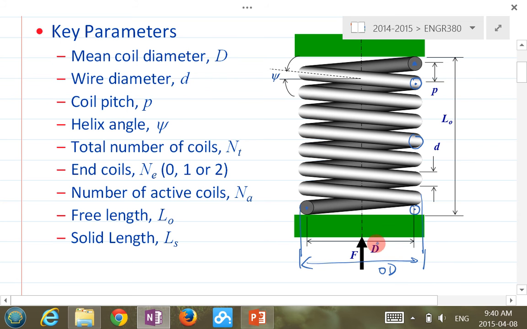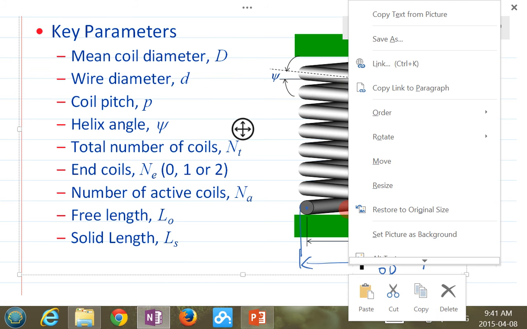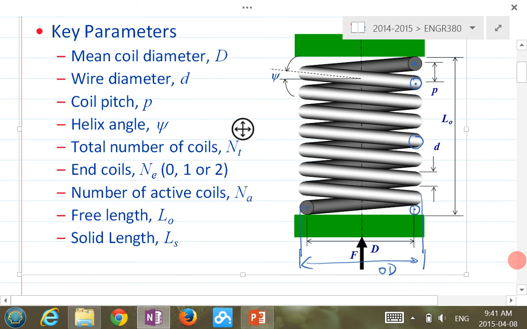Helix angle, that's not very important actually. So basically it's this angle at here, okay? It depends on how the coil is twisted. Total number of coil, this is very important, okay? You need to be able to count the total number of coil. So that's pretty easy. So how do you count?